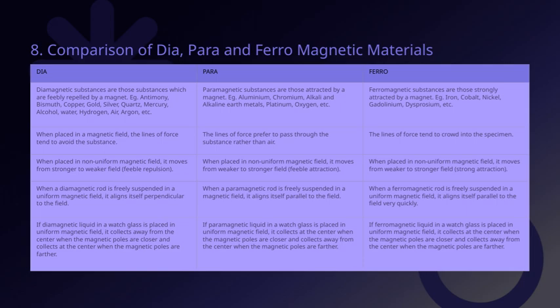Finally, ferromagnetic materials are strongly attracted by a magnetic field. Examples include iron, cobalt, nickel, gadolinium, and dysprosium. The magnetic lines of force tend to crowd into these specimens, indicating a very strong attraction. When we place a ferromagnetic rod in a uniform magnetic field, it quickly aligns itself parallel to the field lines.